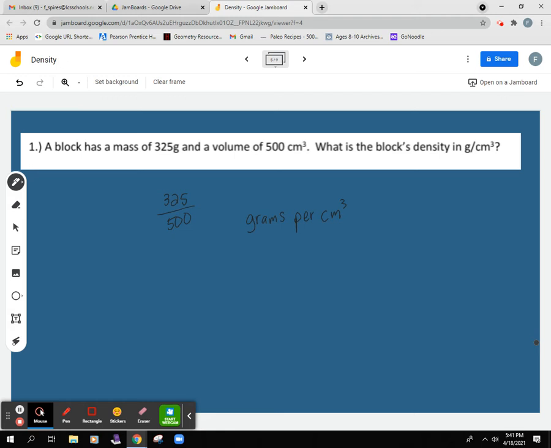So, you really don't need to memorize a formula if you're able to see that clue and just divide what it says. So what I'm left with is 0.65 grams per centimeters cubed. Okay.